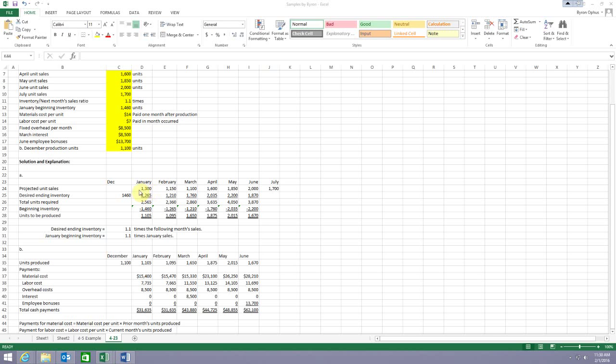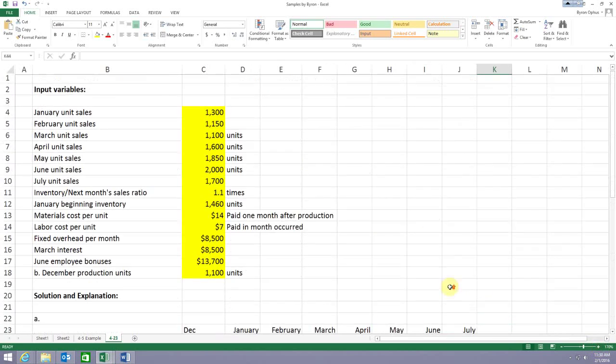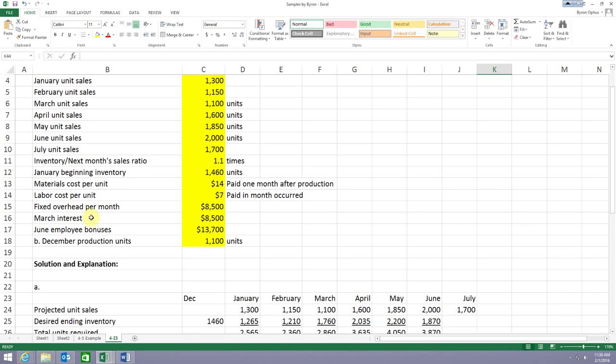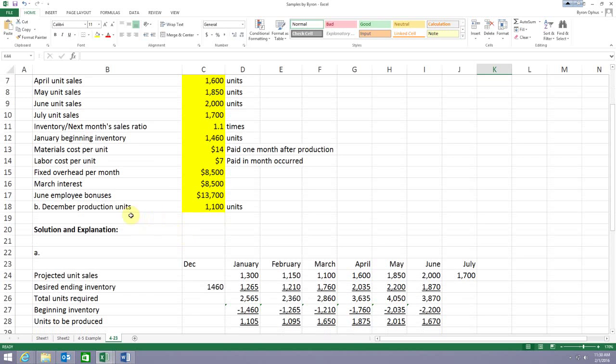I got the Volt Battery Company has forecast its sales in units as follows, and its ending inventory is 110% of the next month's expected sales. The ending inventory for December, January's beginning inventory is 1,460 units, which is consistent with this policy. And then it has my material costs, etc., much like yours. So let me enlarge this. Okay. So I input the data again up here, my January unit, input variables, etc., etc. Okay. And it says my December production units were 1,100.